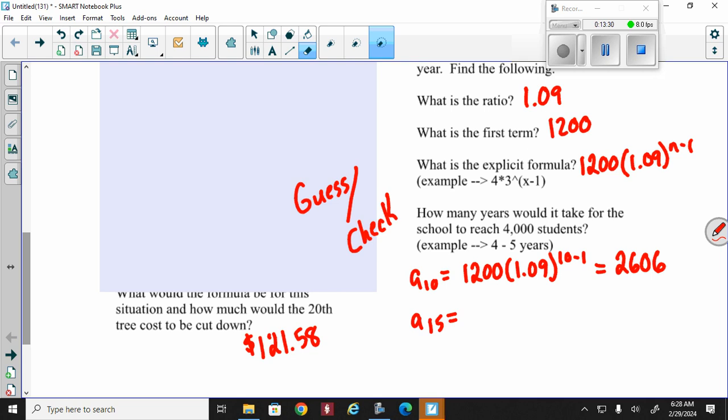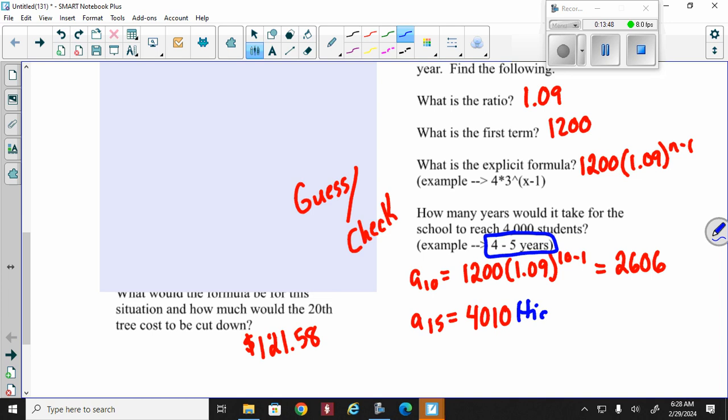Hey, look at that. On the 15th term, it's 4,010. So I'm a little too high because I want my answer to be in this setup right here. So I know that 15 is a little on the high side. Well, of course, at this point, you're like, well, it's got to be A of 14 because I'm so close. And on the 14th year, I'm at 3,679. So this is my low end. This is my high end. So my answer is going to be 14 to 15 years. That's it. Pretty simple.